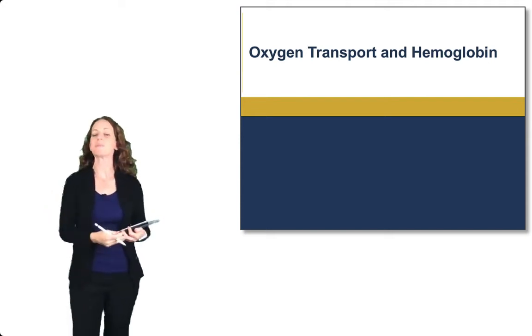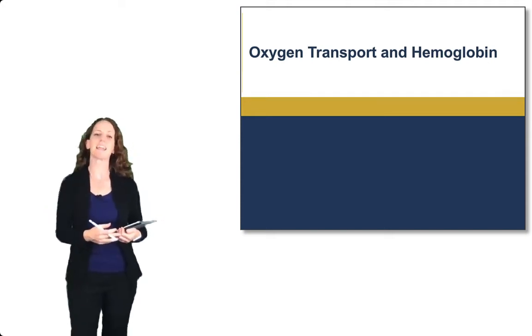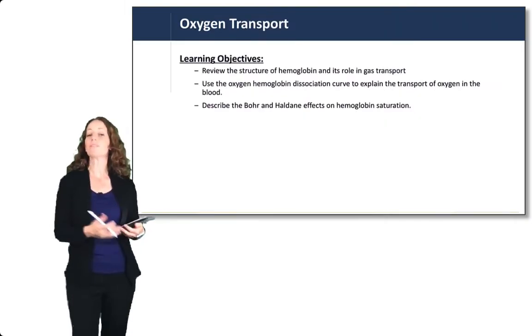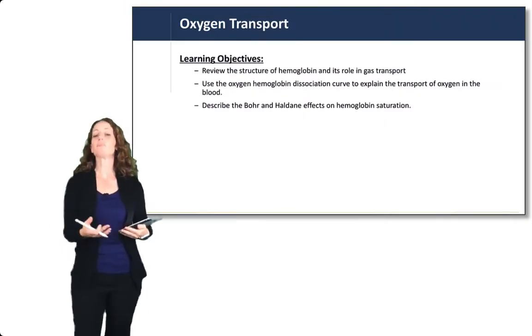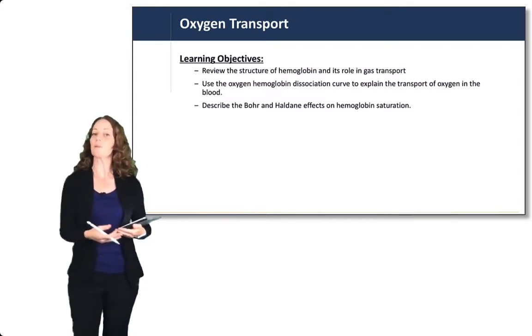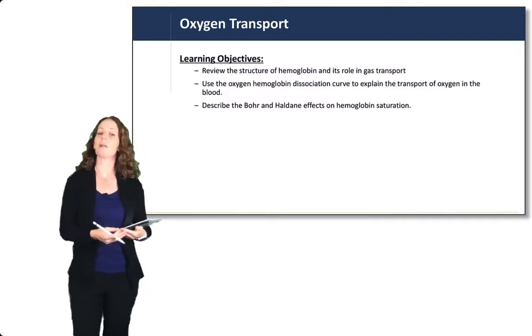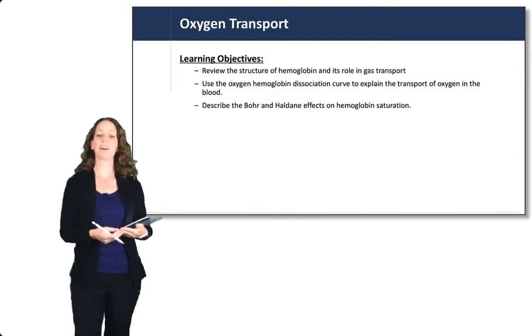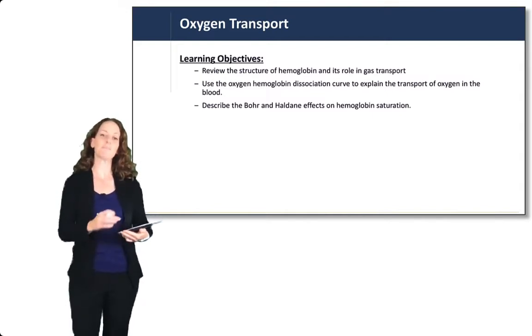In this lecture, we will talk about oxygen transport and hemoglobin. We will review the structure of hemoglobin and its role in gas transport. We will use the oxygen-hemoglobin dissociation curve to explain the transport of oxygen in the blood. And we will describe the Bohr and Haldane effects on hemoglobin saturation.